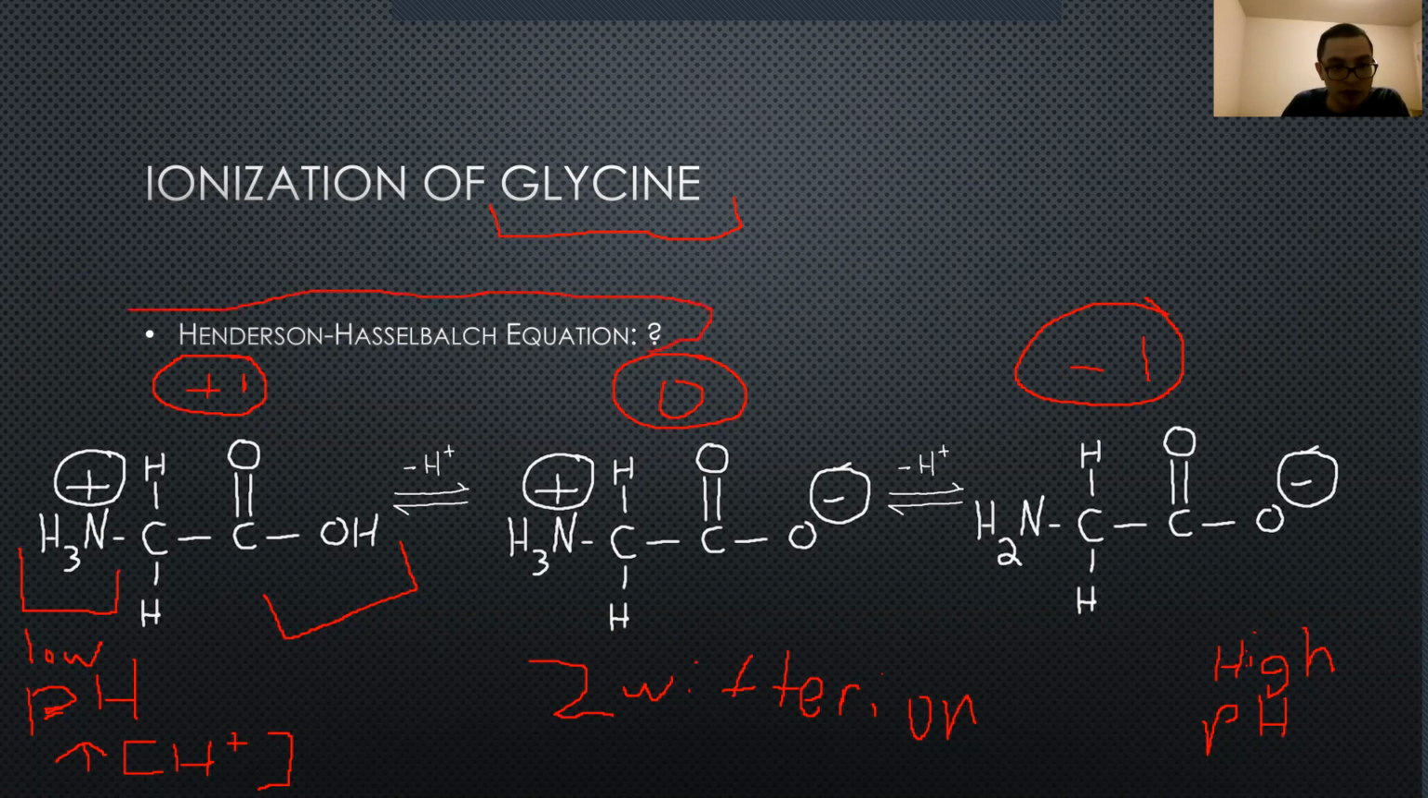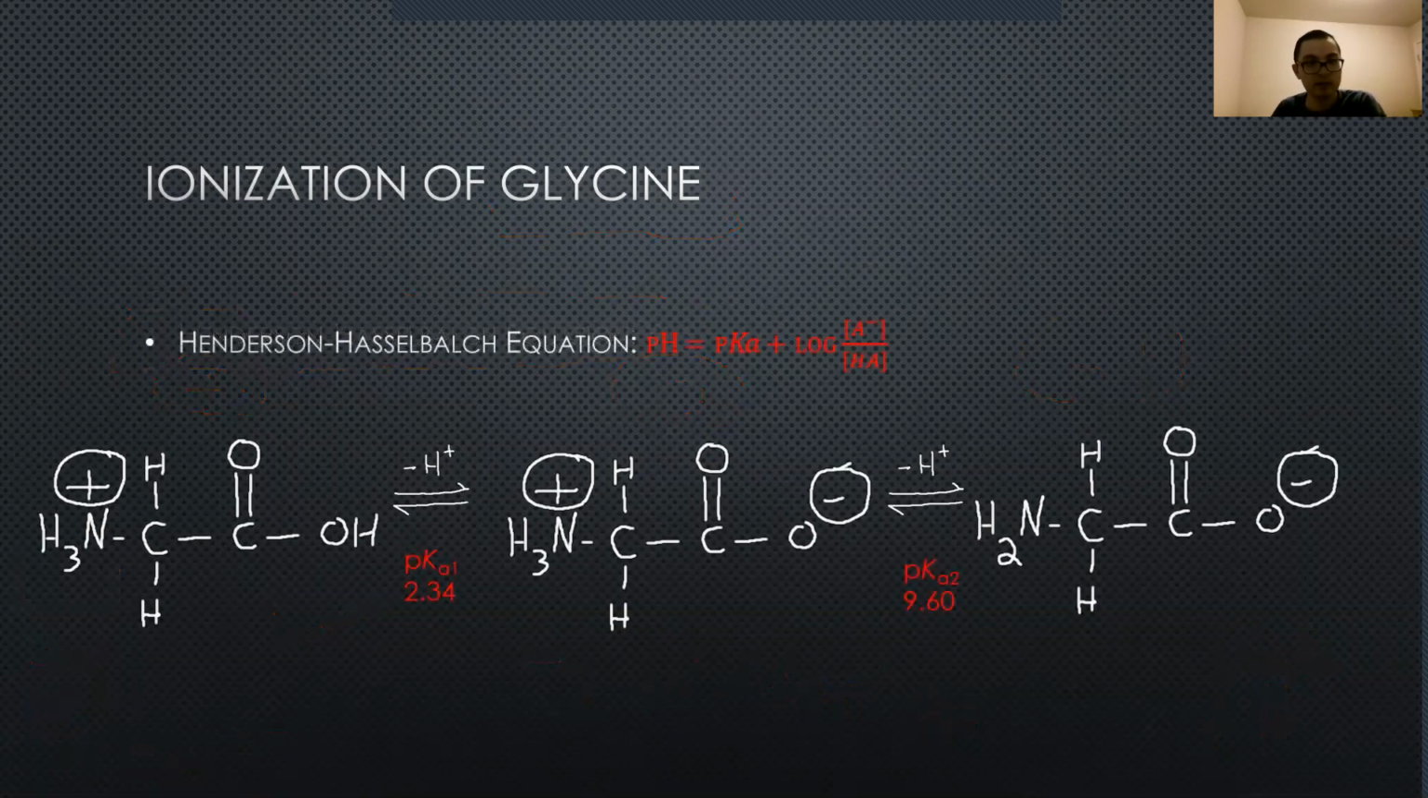I'll put this here as a reminder. So what's the Henderson-Hasselbalch equation? And what does this equation have to do with ionization? So when we're learning about acids and bases, we learn this equation called the Henderson-Hasselbalch equation. It tells us that when pH is higher than pKa, we have more of the deprotonated form than the protonated form of whichever species we're looking at.